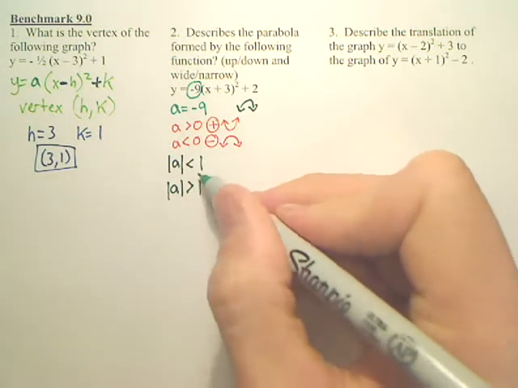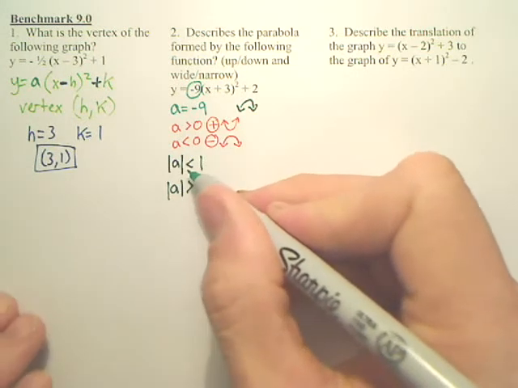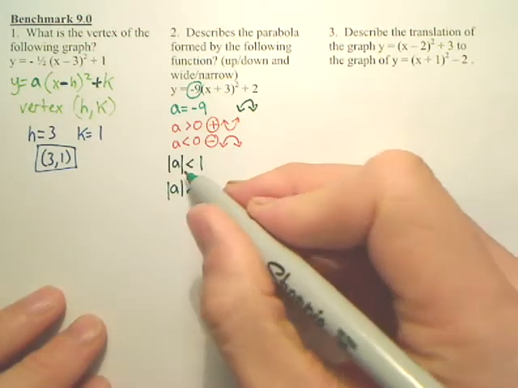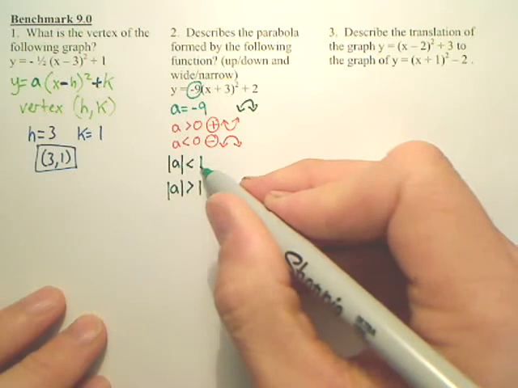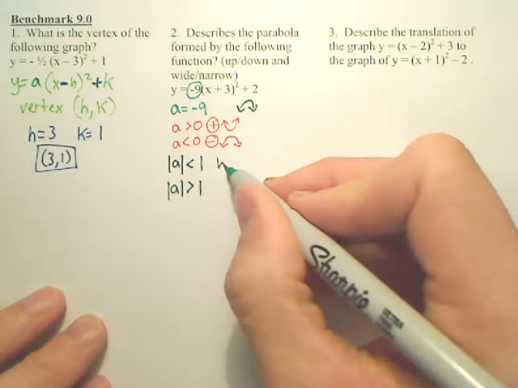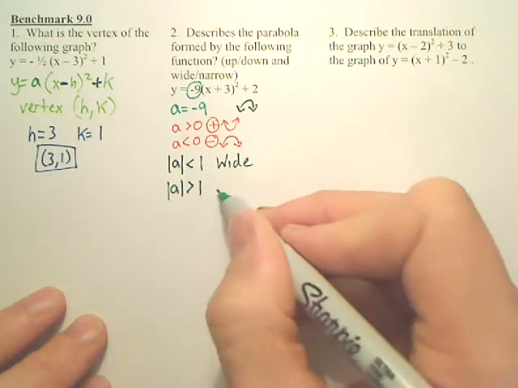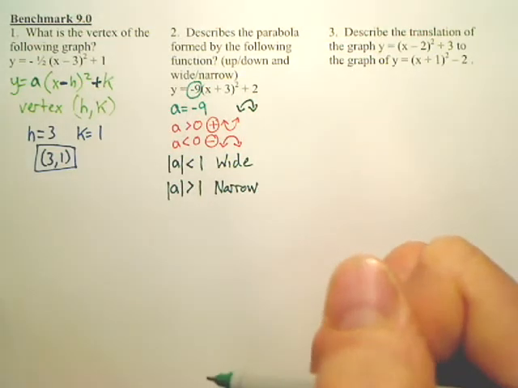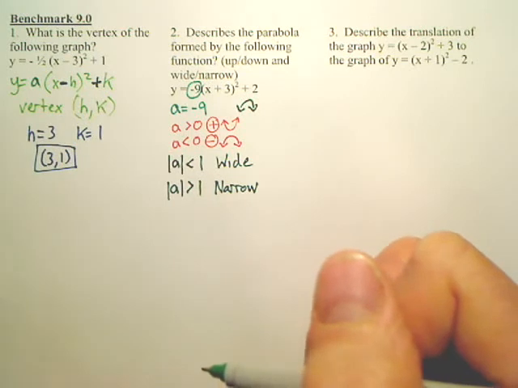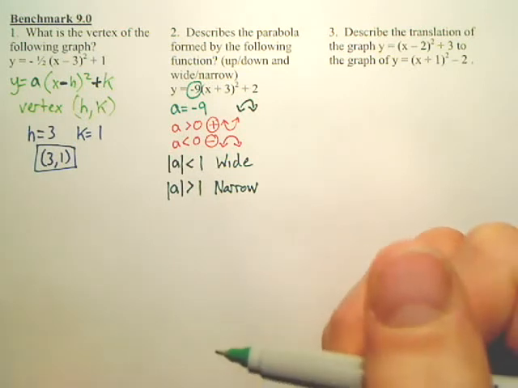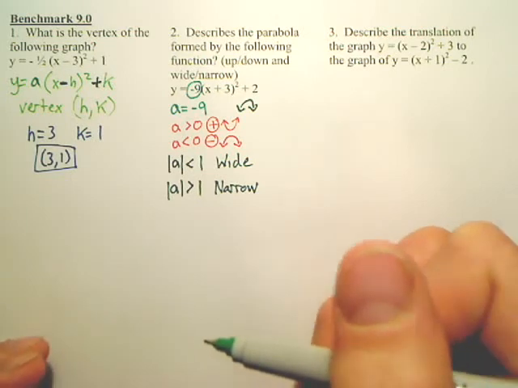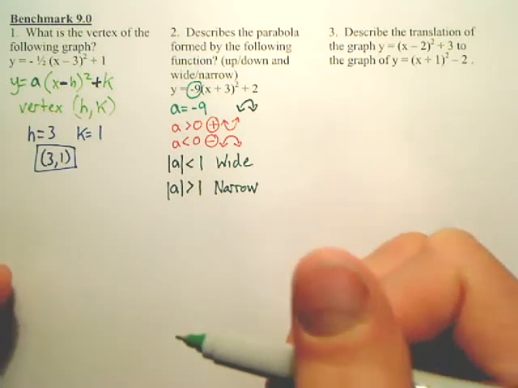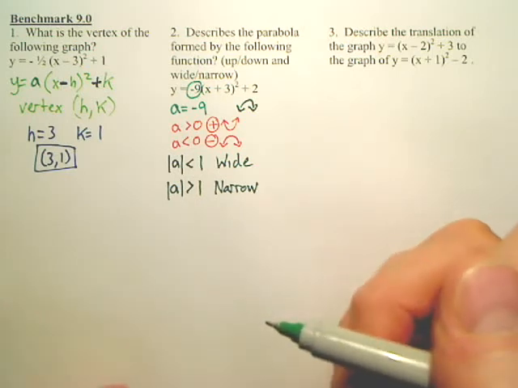So if it's smaller than 1, which one is it? Anybody remember? Wide. If the absolute value of a is less than 1, it is wide. If it's greater than 1, it's narrow. Now, what is it if it is equal to 1? It's normal. If you say something is wide or narrow, you have to have a normal. Normal is 1, so less than 1 is wide, greater than 1 is narrow.